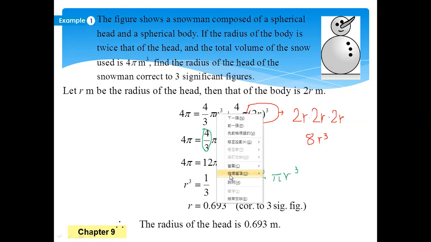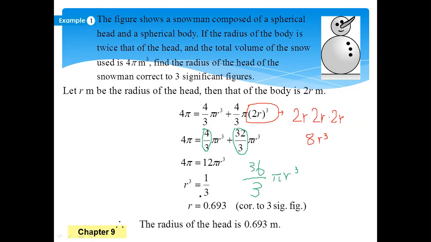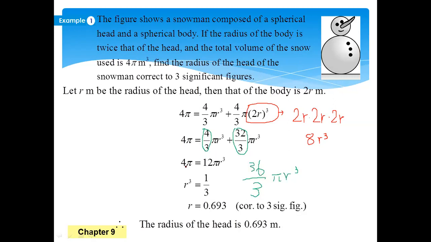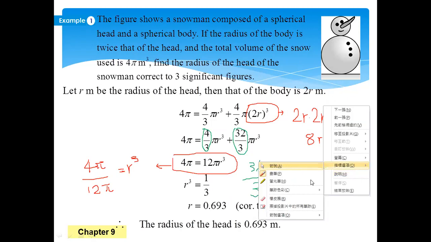Hey girls, remind you this one. It's not divide 12 by 4. This is divide 4 by 12. So r cubed is equal to 4 pi over 12 pi. So this is 1/3, not 3, okay? So pay attention, be careful.